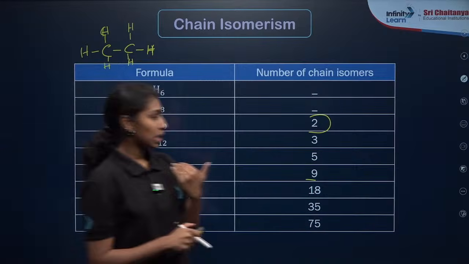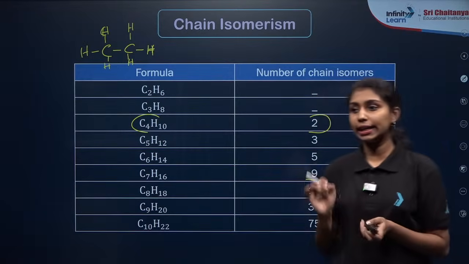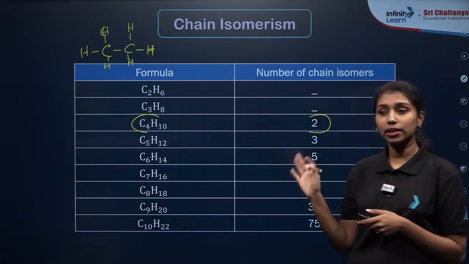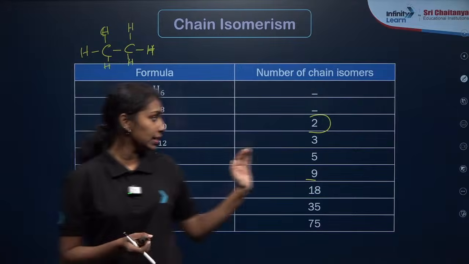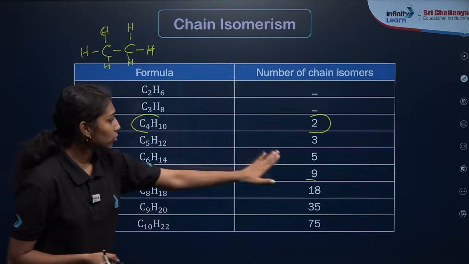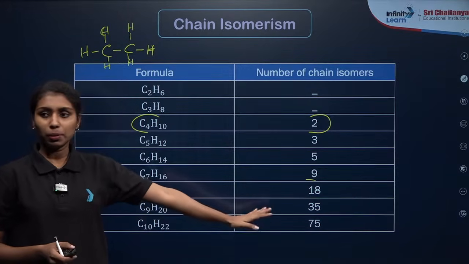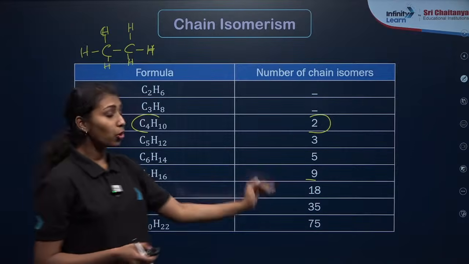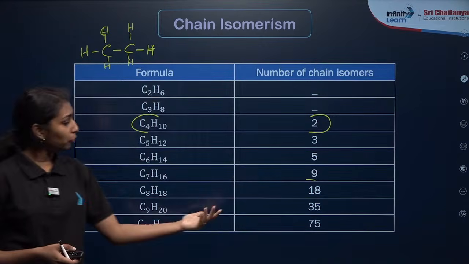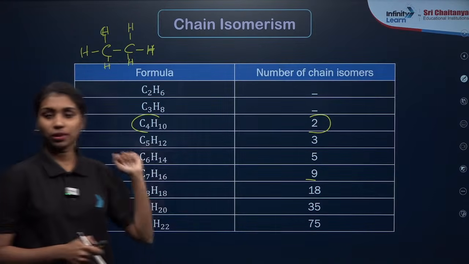From your examination point of view, you need to identify the isomers only for the lower alkanes, I think C4H10 and C5H12. The higher cases are very complicated. From the board examination point of view, it is not necessary.